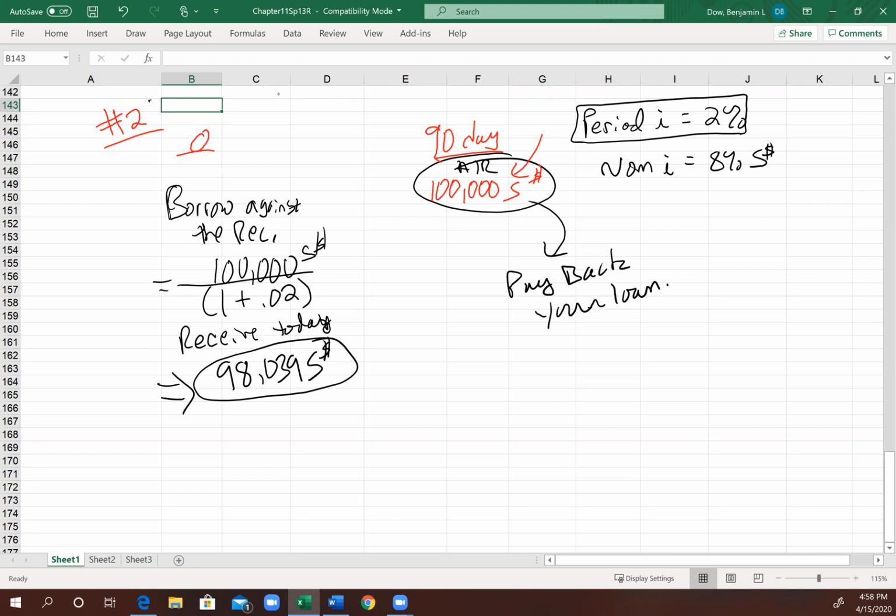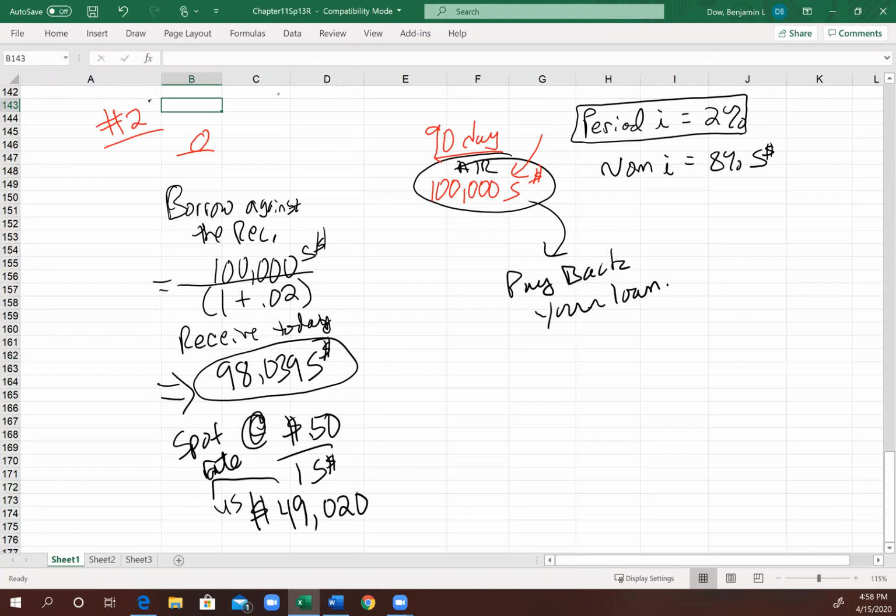The good news is that the spot rate today is known on the Singapore dollar, just like every spot rate is known. And it's 50 cents for 1 Singapore dollar. So we can convert these into US dollars. And in US dollars, they'd be worth $49,020 today.